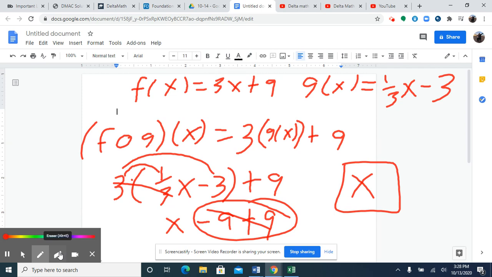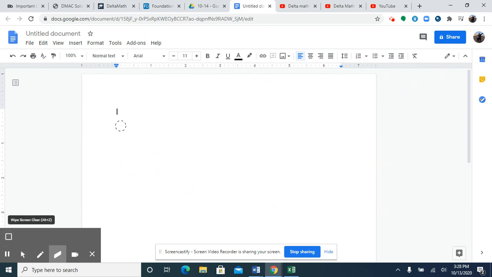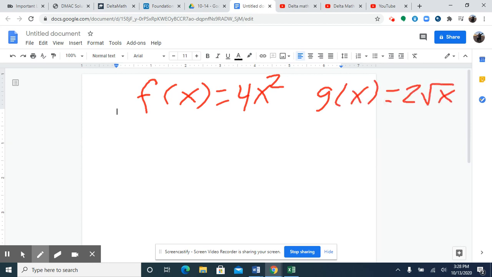Now let's do another example with two that are not inverses. So let's say we had f of x is equal to 4x squared and g of x equal to 2 square root of x. I'm going to do it again, where we're going to do f of g of x.